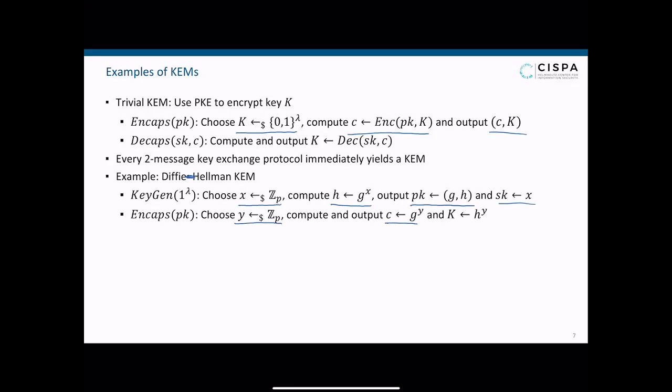And here you see the ciphertext doesn't consist of two group elements, but just of one. And my key K is now h to the y. What does decapsulation do? Takes the secret key and c, and the secret key is of course x, just computes c to the x. So these three algorithms, have we seen them before? Do they look familiar? This keygen, encaps, and decaps.